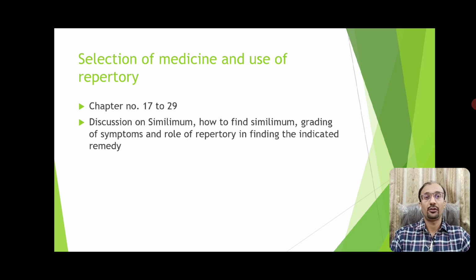Selection of medicine and use of repertory, chapter numbers 17 to 29, where we are going to find articles on how we are going to select a simillimum, how we are going to label a medicine as a simillimum, how to find the simillimum, grading of symptoms, and the role of repertory to select a proper simillimum for an indicated case.